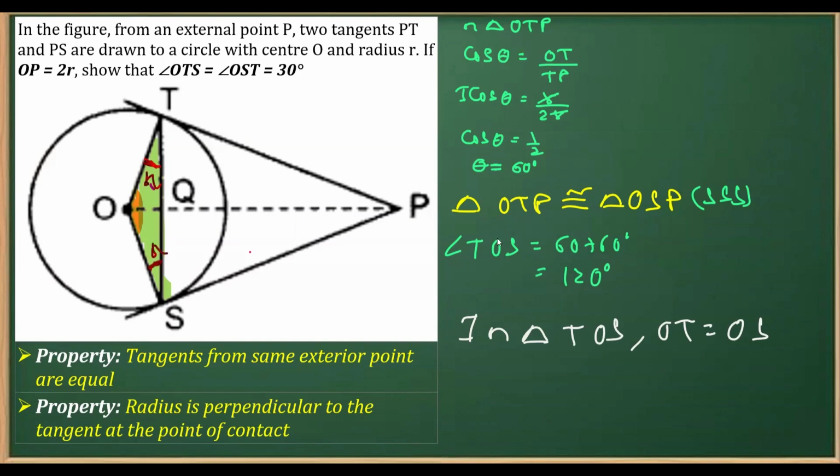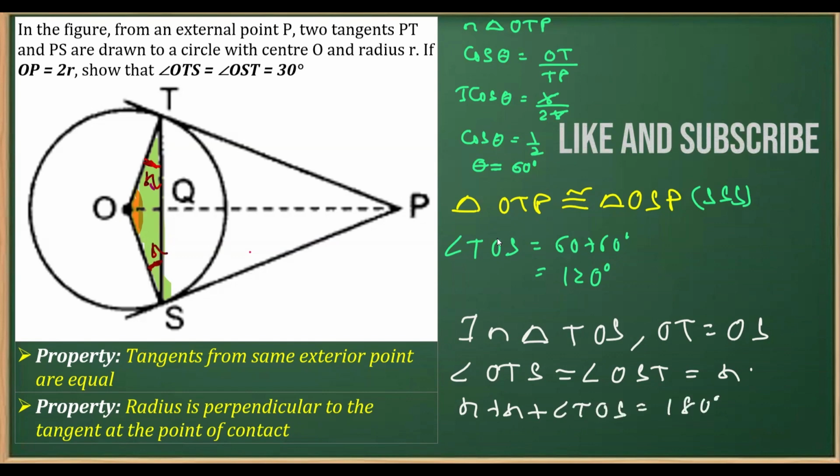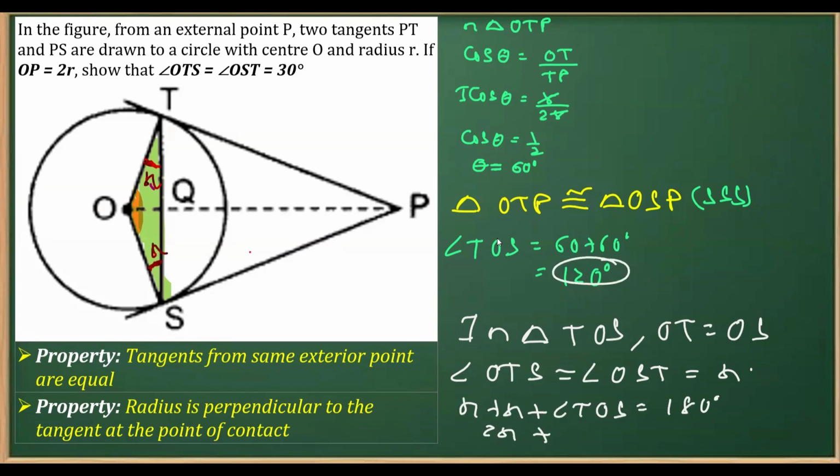So we can say here that angle OTS is equal to angle OST, and I've taken this as X. And the reason is angles opposite to equal sides, or you may simply write isosceles triangle property. Now in the same triangle, the sum of three angles is how much? 180 degree. So the sum of these three angles of this triangle is 180 degree. So this is X plus X is 2X. The value of TOS we calculated as 120 degree is equal to 180 degree.